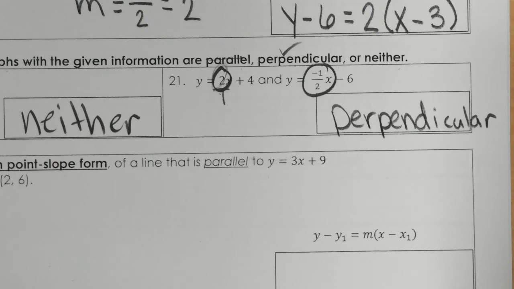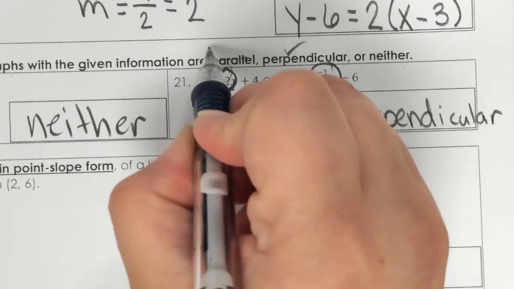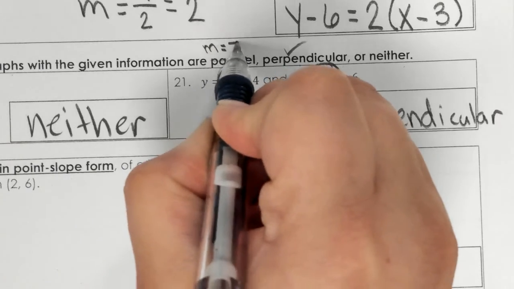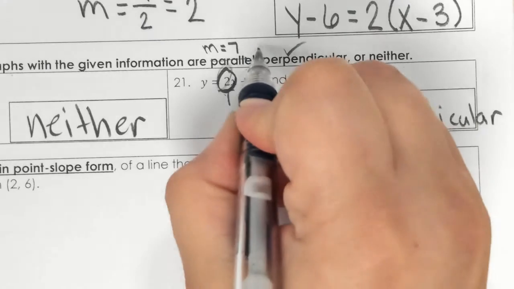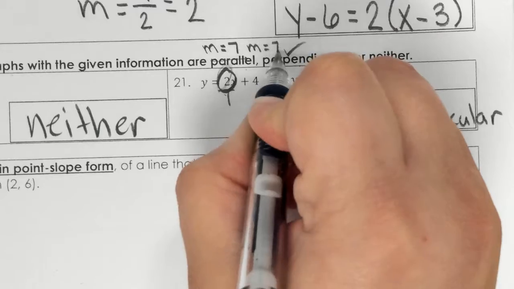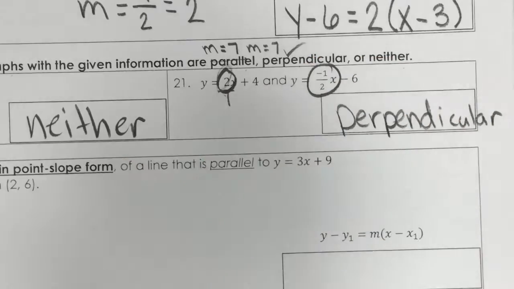Okay, but let's also give an example of parallel just so you have one. So if I gave you m is 7, then you'd also have to have another one that says m is 7. So that would be if it was parallel.